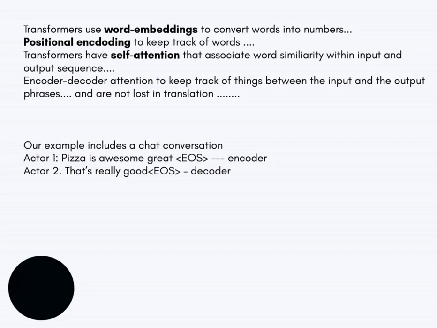So moving on, what are transformers? Transformers use word embeddings to convert words into numbers. This is what we were discussing about our attention models. Then it will have a positional encoding to keep track of words. Transformers have self-attention that associates word similarity within input and output sequences. Encoder-decoder attention keeps track of things between the input and the output phrases, so they are not lost in transition.